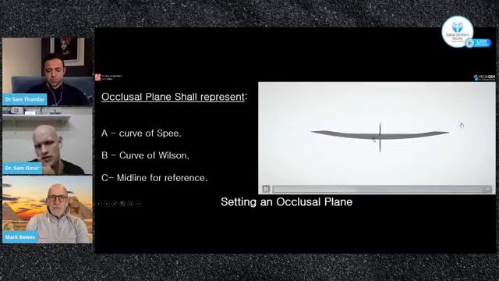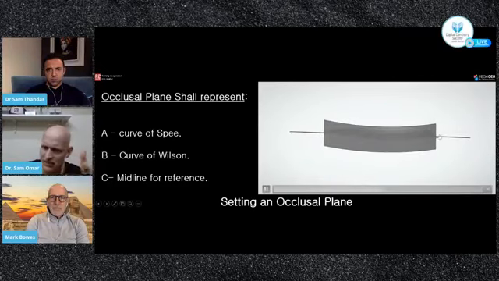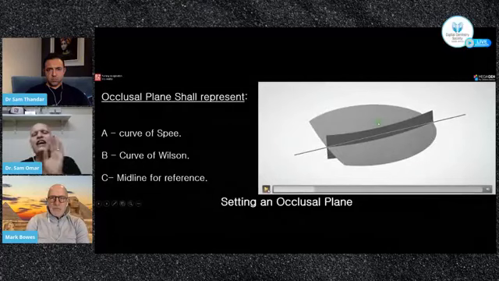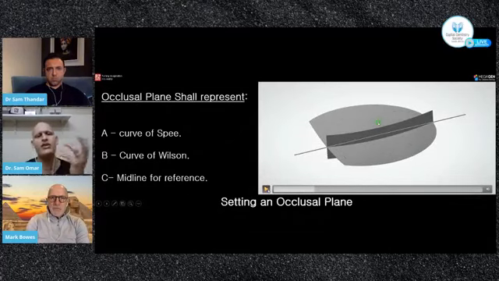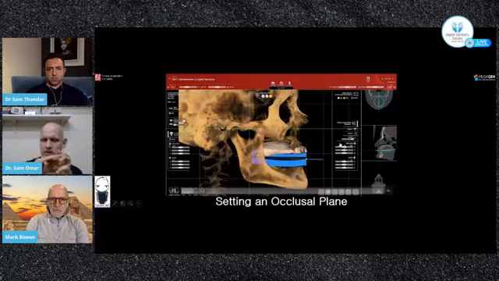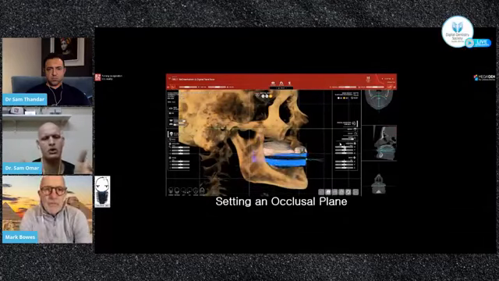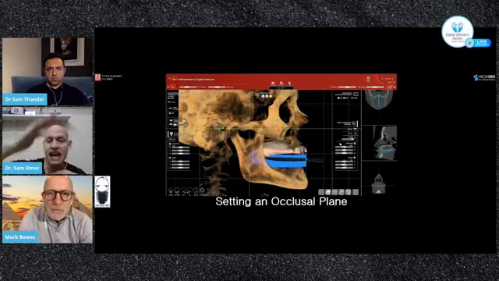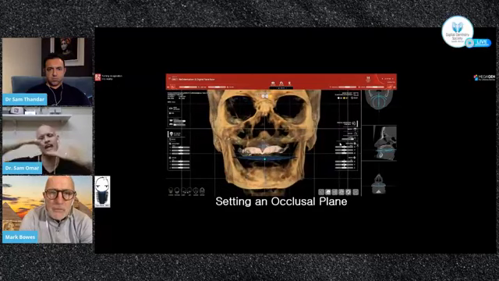This occlusal plane has a curve of Spee, it has a curve of Wilson, and it has a midline for reference, and basically it gives you all the information that you need. And it's all in one STL file. The good thing about having this information digital is that you can just drop it into the software, and that's basically what we're doing. You could adjust the level of the occlusal plane, you can adjust the angle of the occlusal plane, or the level as we can see right here, and you could clamp the occlusal plane and do whatever you want with it.